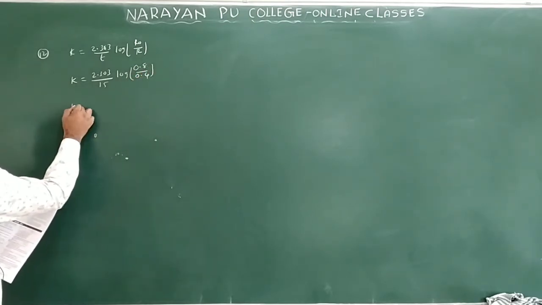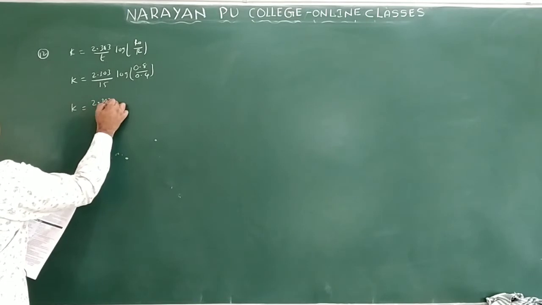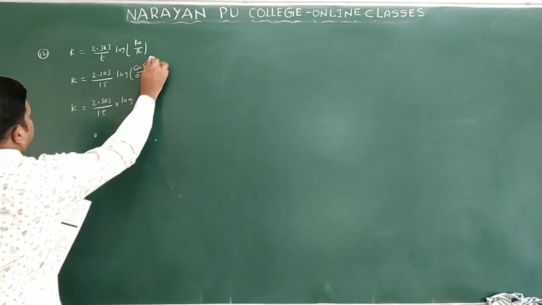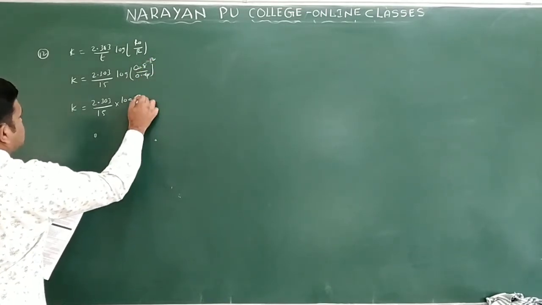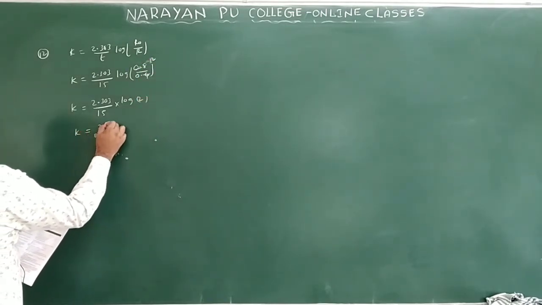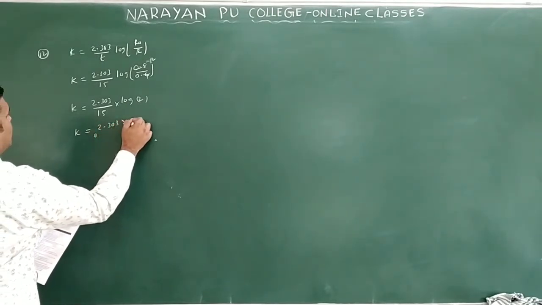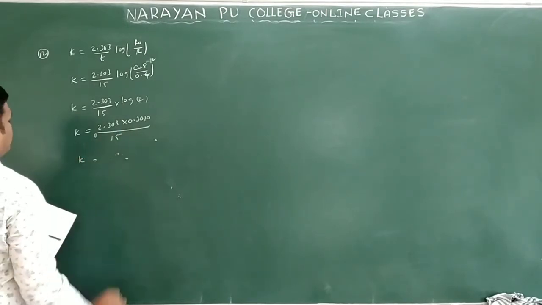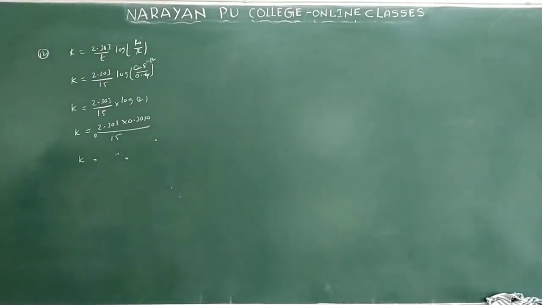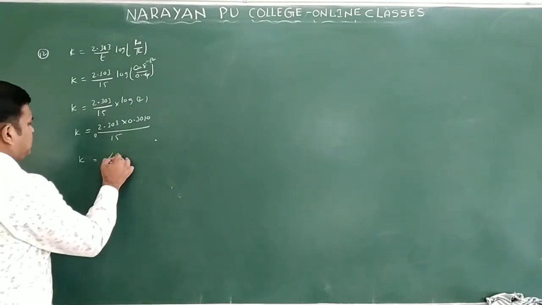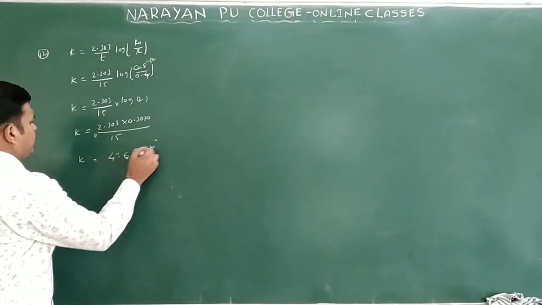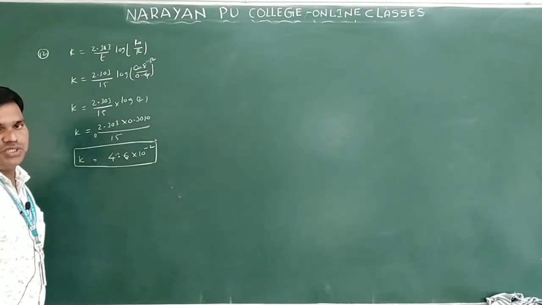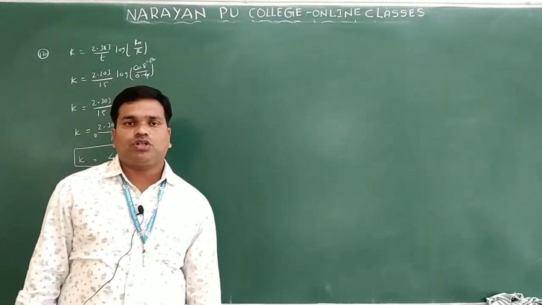0.4. So K is equal to 2.303 by 15 into log 2. The log 2 value is 0.3010 by 15. If you solve this, you will get 4.6 into 10 power minus 2. 4.6 into 10 power minus 2. From this we are finding the rate constant. By using this rate constant, we can next find the time of the reaction.